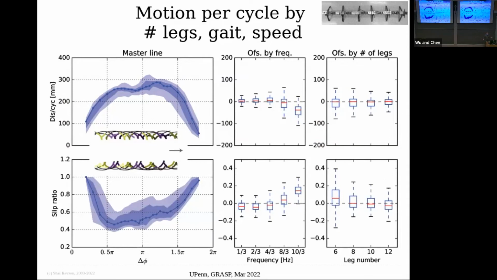If you look at this master curve that we have on the top left, this governs the distance per cycle. And after you subtract this phase offset dependence, which is basically which gait we're using, the dependence on frequency is very small until we hit the highest frequencies we could with this robot. And then it starts being significant. That's the top middle plot. And there's no effect of the number of legs. So 6, 8, 10, 12 legs have exactly the same behavior.